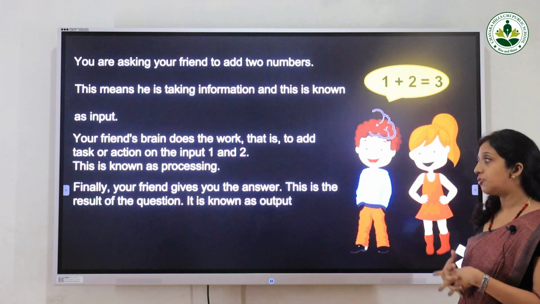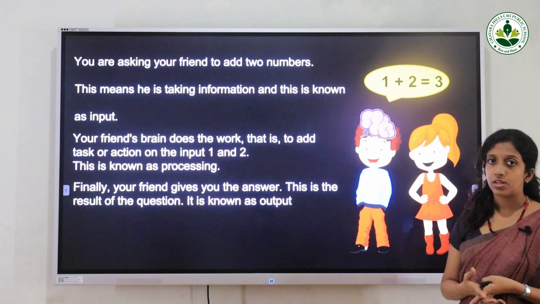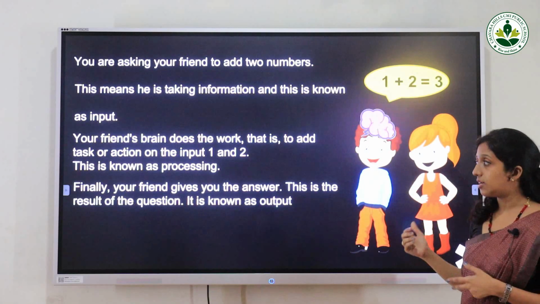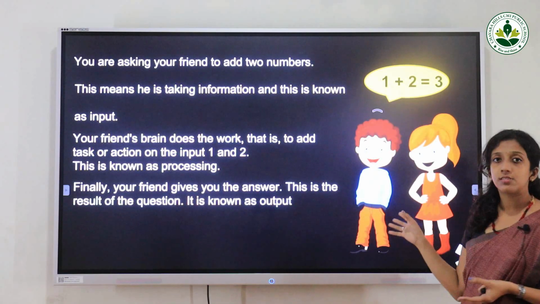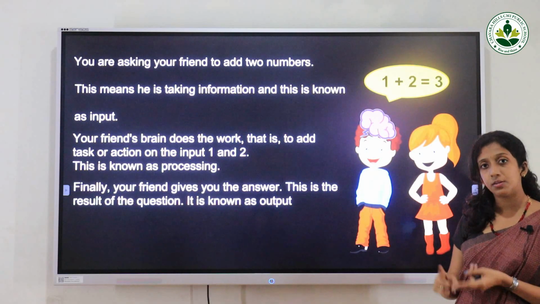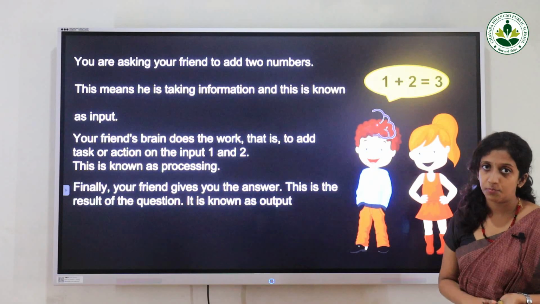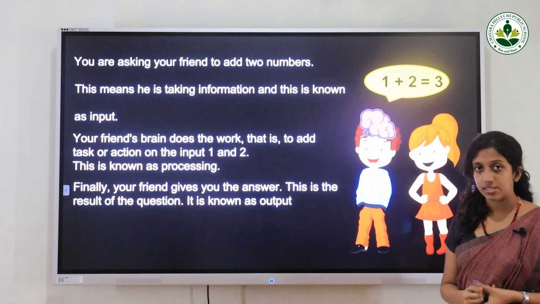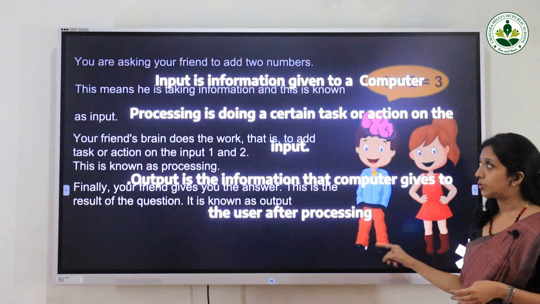Finally, your friend gives you the answer. This is the result of the question and it is known as the output. He gives the answer as 3, and it is the final result, known as output. So you are giving two numbers to your friend. The friend accepts it, that is the input, he does the addition in his brain, that is the processing, and he gives you the result, that is the output.